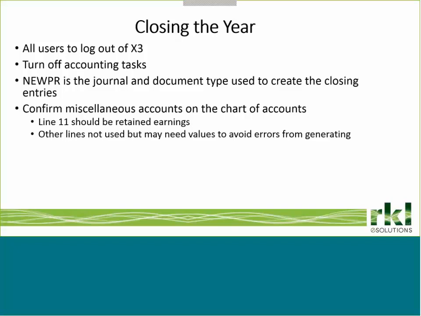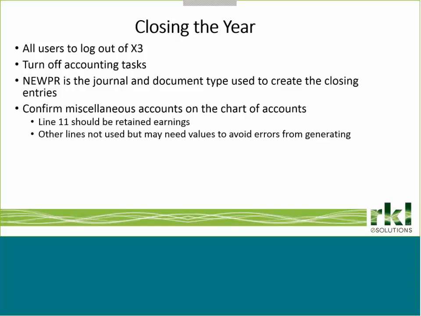You got to make sure all users are logged out of X3. You can turn off the accounting tasks. The new PR is the journal and document type used to create the closing entries. It's usually there now, but there were times where you had to actually manually create that in your first year of closing if you didn't import any GL history.